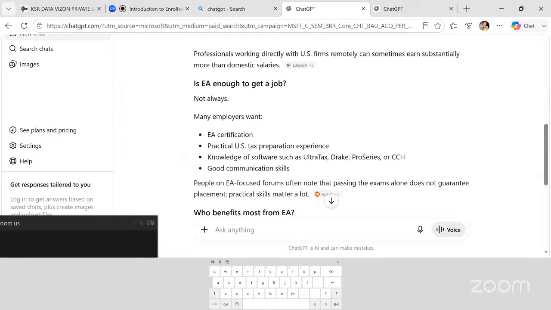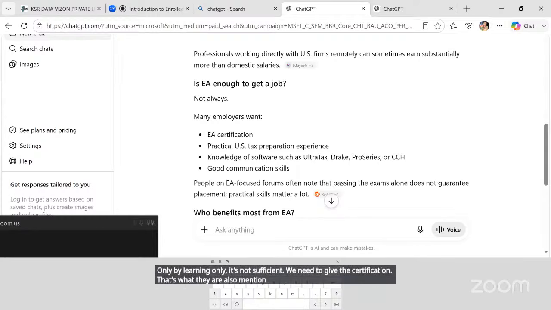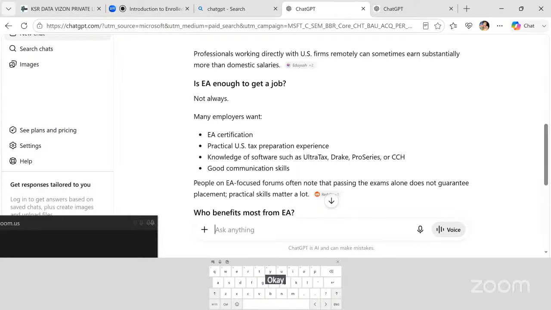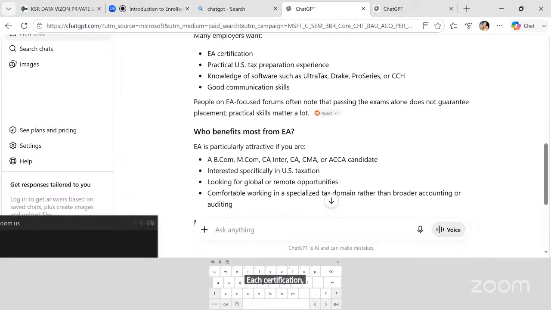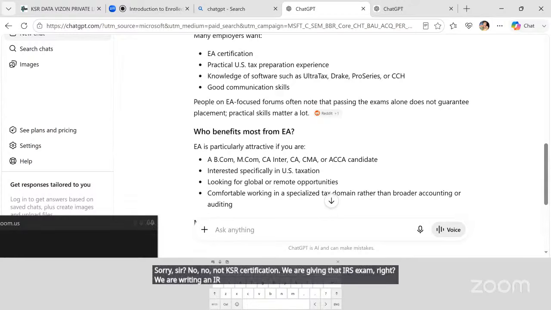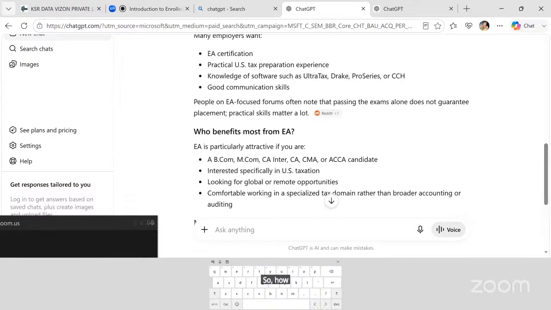Only learning is not sufficient. We need to do the certification, and that's what they are also mentioning. In total there are 3 certifications. It's not the KSR certification, we are writing the IRS exam. That certification is sufficient. How much is the fee for that examination? The certification costs $317.